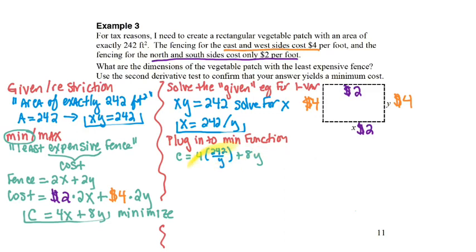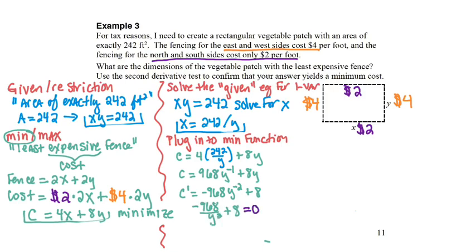Let's clean this up by multiplying the 4 with the 242. Because I'm going to take a derivative in a minute, instead of writing this over y, let's just write y to the negative 1. So now I can go ahead and take the derivative of that equation. 968 times negative 1, and then of course subtracting 1 from the exponent gives me y to the negative 2 plus 8. And this is the equation that I need to set equal to 0 to find critical numbers.